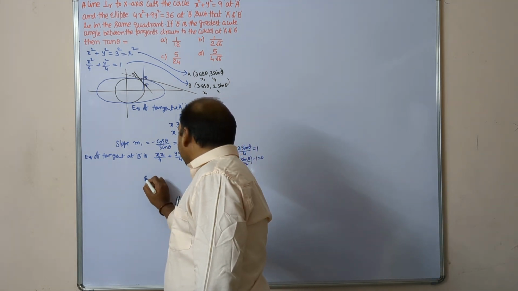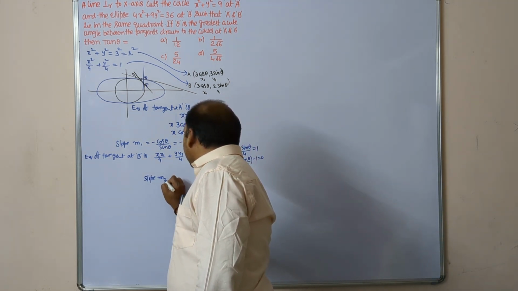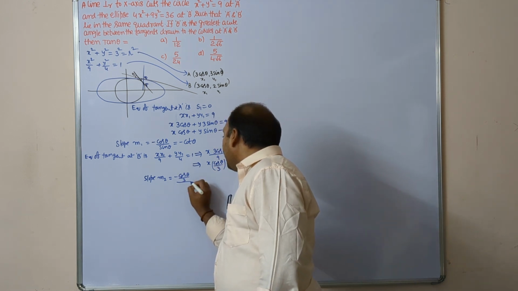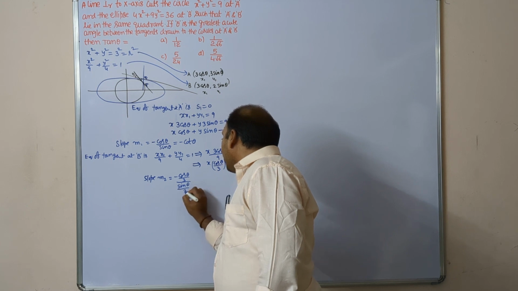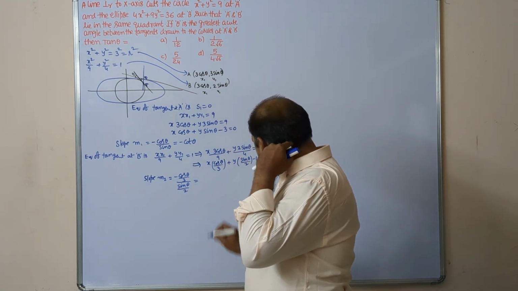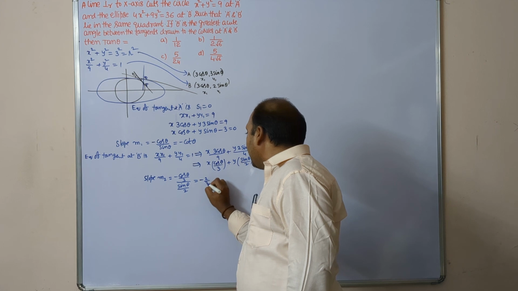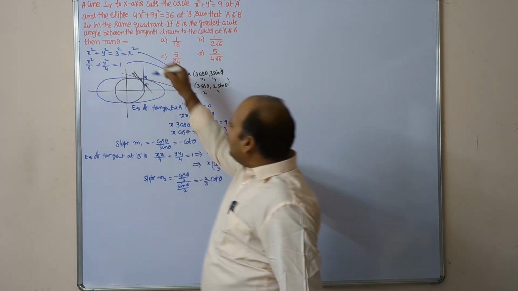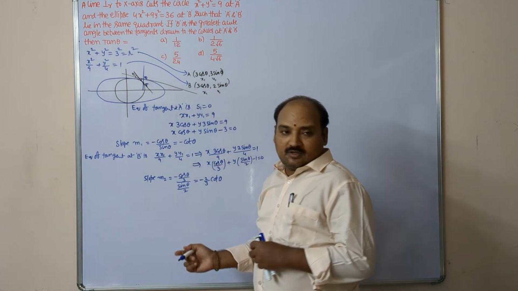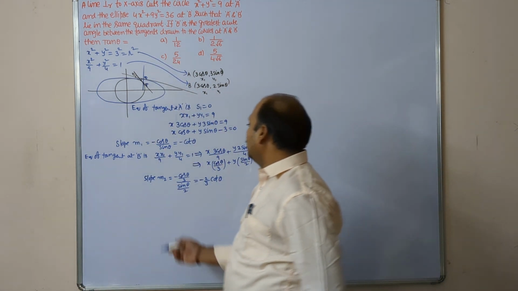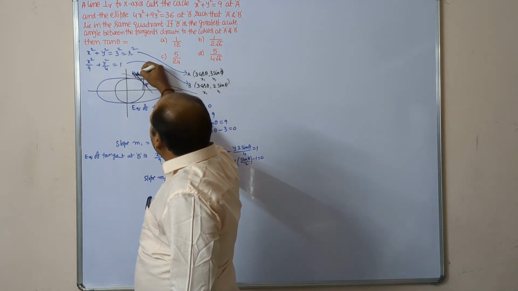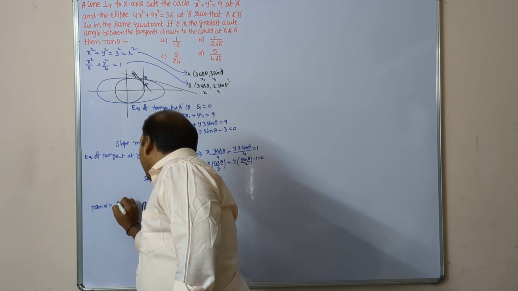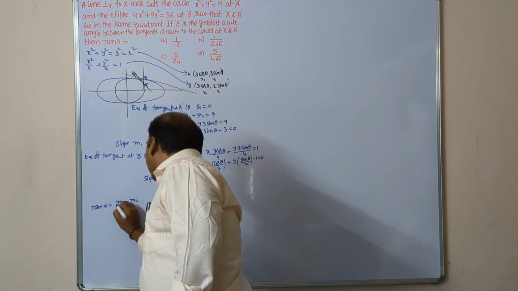Slope of the second equation, slope m2, equal to minus x coefficient by y coefficient, minus cos theta by 3 divided by sin theta by 2. So we can write it as minus 2 by 3 cot theta. So m1, m2, if the angle between them is theta, here you can take it as alpha better. So tan alpha is equal to mod of m1 minus m2 by 1 plus m1 m2.